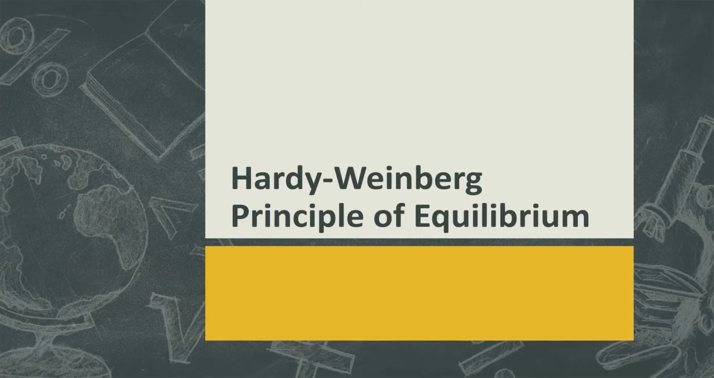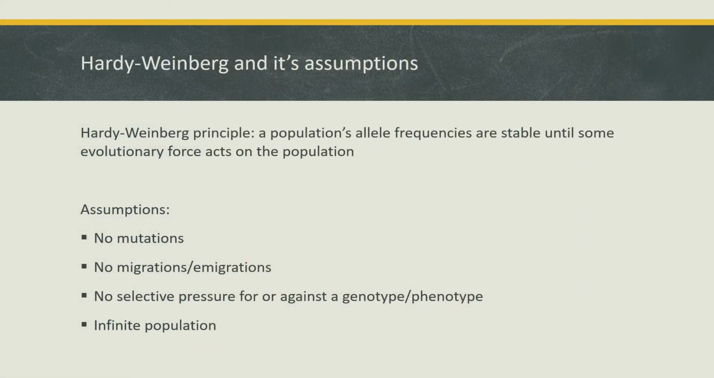By now, you've read through the section of the reading about Hardy-Weinberg, and this little walkthrough will help you practice using the Hardy-Weinberg principle and its associated equations to set you up well for your graded assessment on population genetics in this module. The Hardy-Weinberg principle states that a population's allele frequencies are basically stable until some evolutionary force acts on that population. What does this mean?